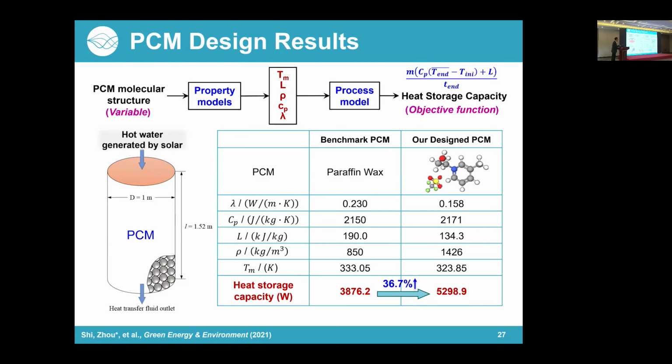Here you find the heat storage capacity is 30% increase compared to the industry one, which is paraffin wax. So in Chinese it's Shila. Okay, so this one is widely used in industry, and you can find we have optimal trade-off or balance between 5 properties. This is not only 1 or 2 properties. You have 5 properties. Then, okay.